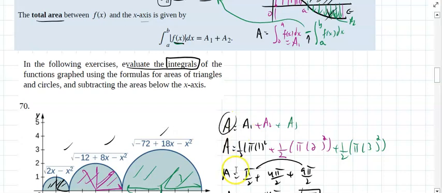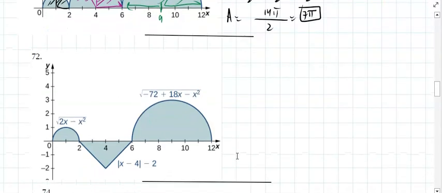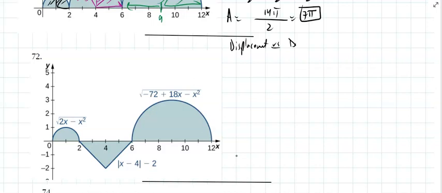Now, an integral is simply the overall altogether between the positive and the negative. What's the outcome? So an integral could be negative, could be positive, could be 0. An area, if you have a function that's positive, an area will always be positive. In section 5.4, we're going to distinguish between those when we talk about find the displacement versus find the distance.